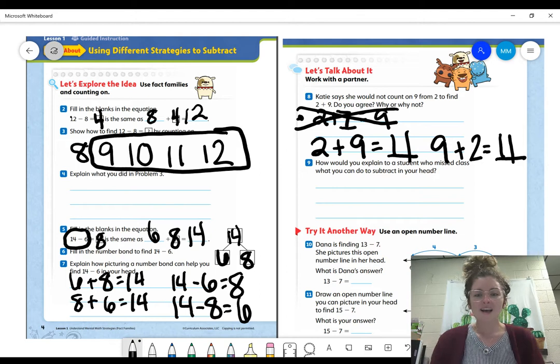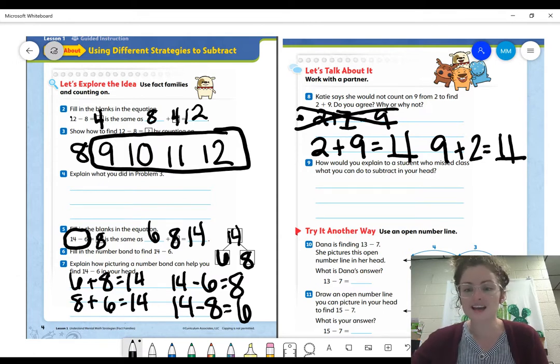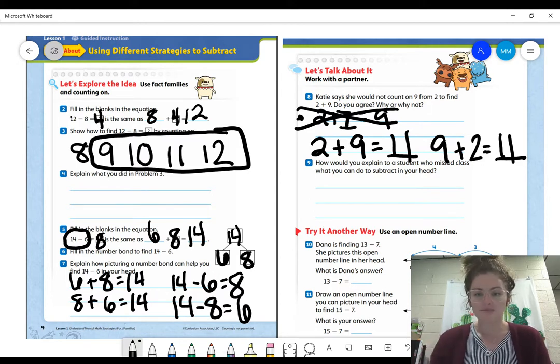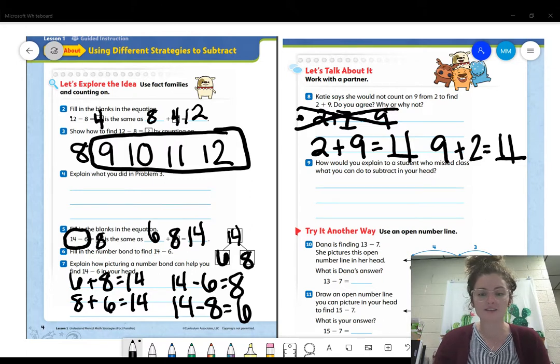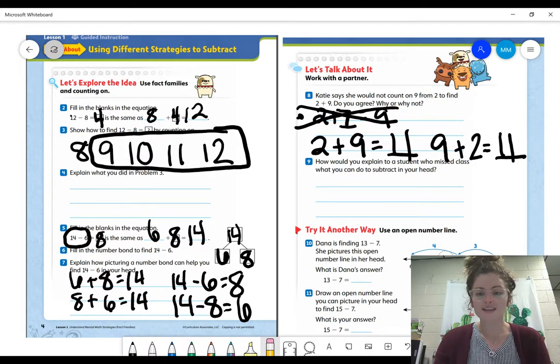All right. We can also use another way. We can use an open number line. So when we're used to seeing number lines, we usually will have little ticks that tell us what's coming next. In an open number line, we add 2 wholes that we know and keep counting on. So it says Dana is finding 13 minus 7. She pictures this open number line in her head.